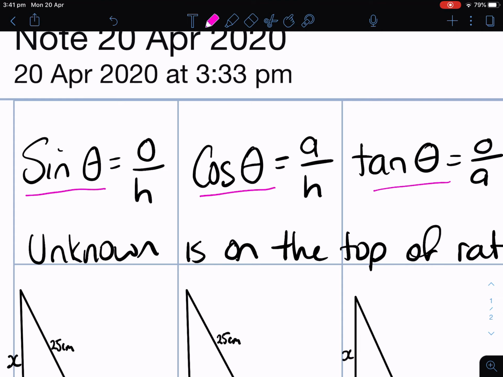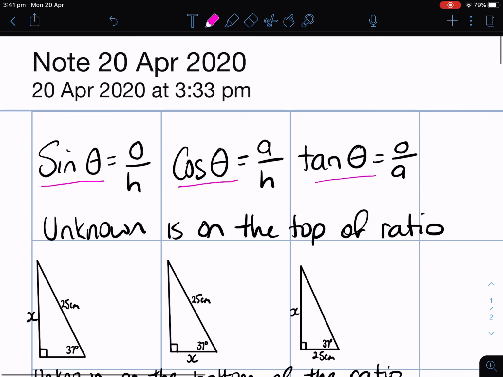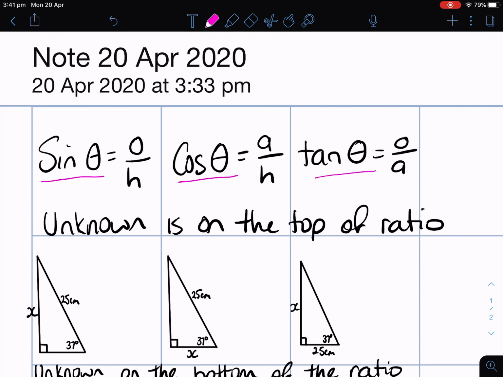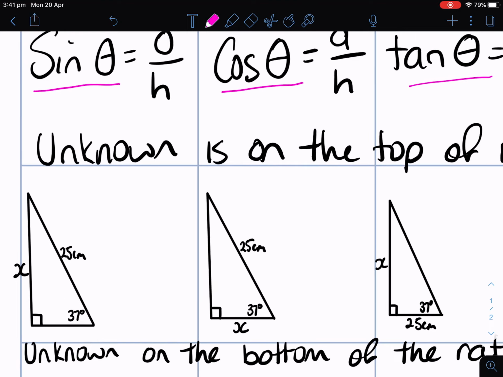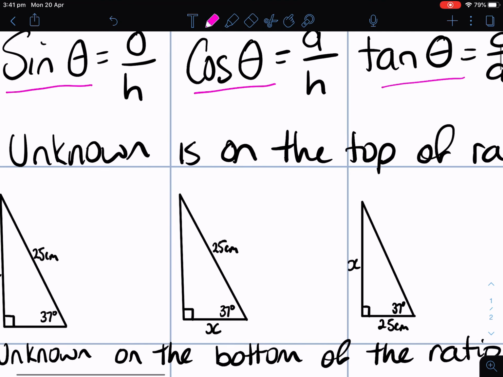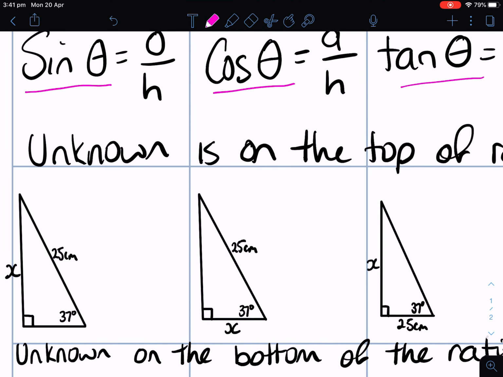And what we're going to be looking at first is finding the unknown side when the unknown is on the top of our ratio. So let's have a look at these three triangles we have here, and we'll see if we can see a pattern somewhere. For the first one, we have x, we have 37 degrees, and x here is our opposite, and we have our hypotenuse. So straight away we know we're going to be using sine.